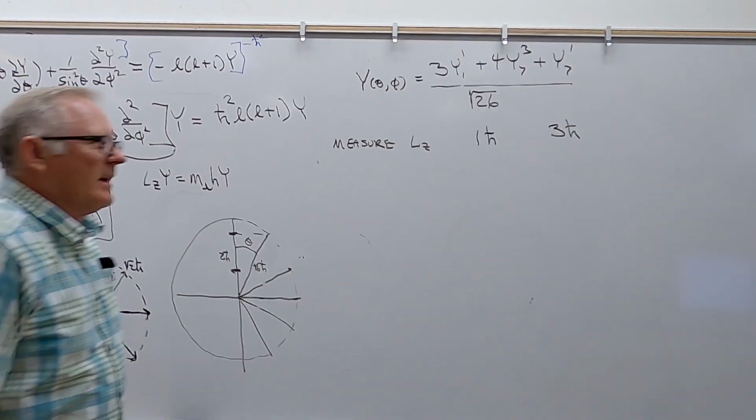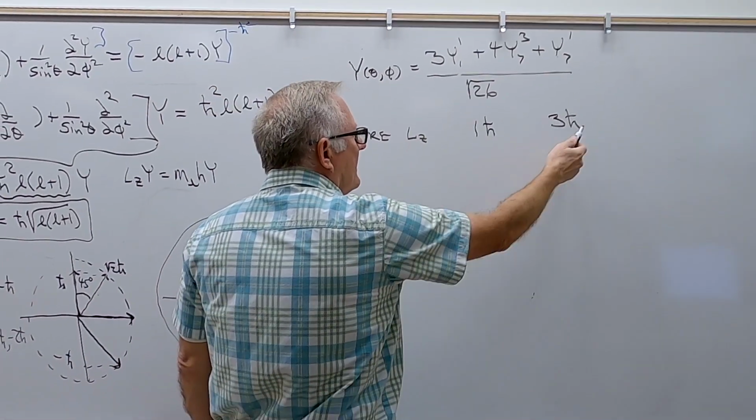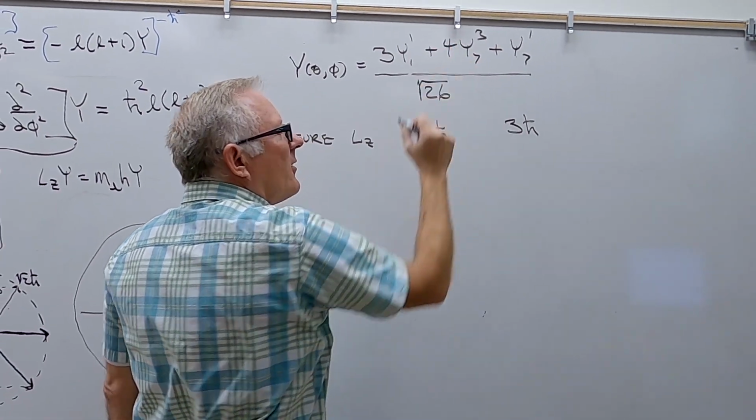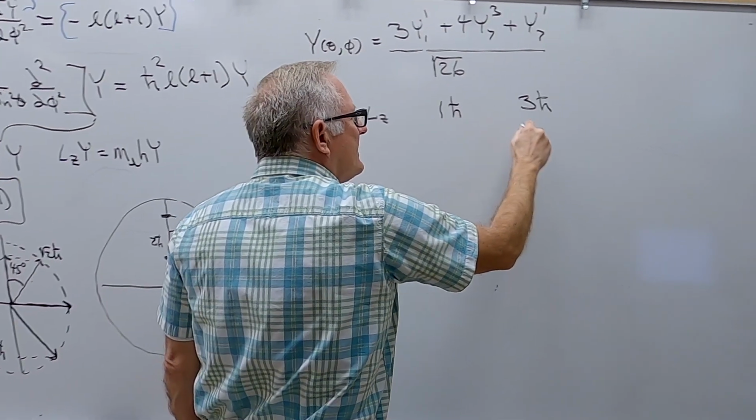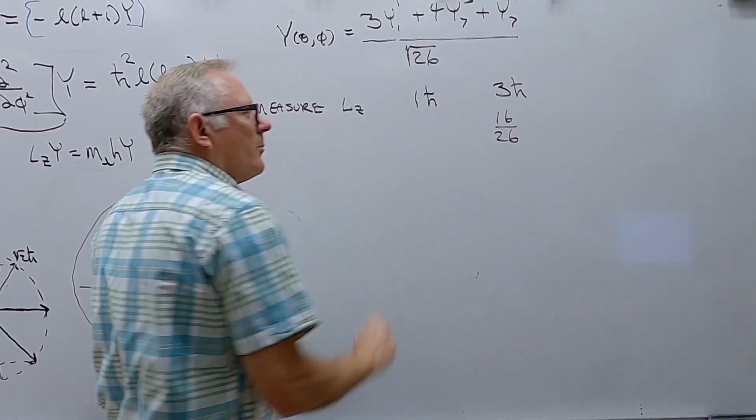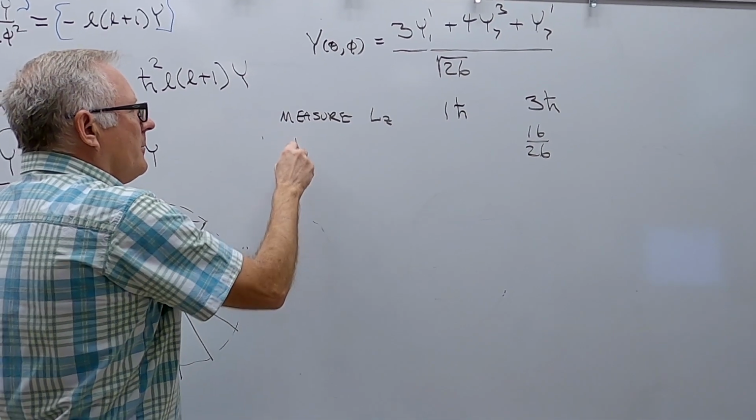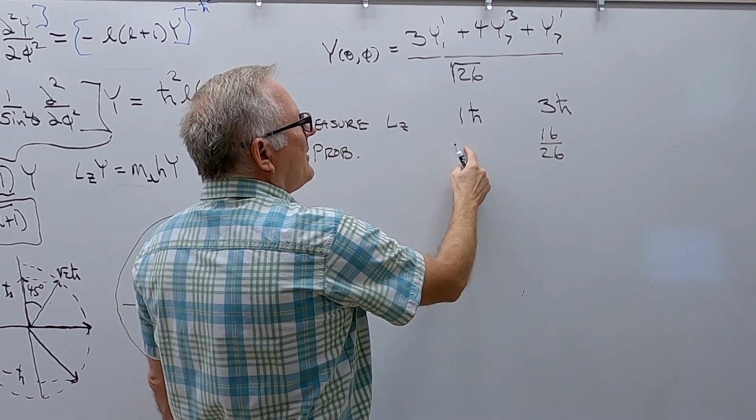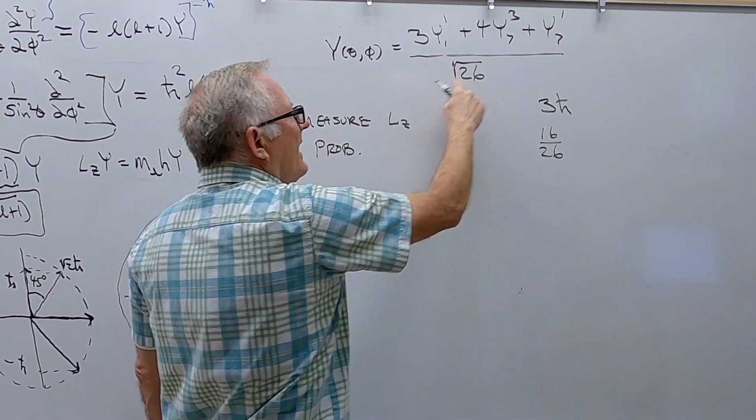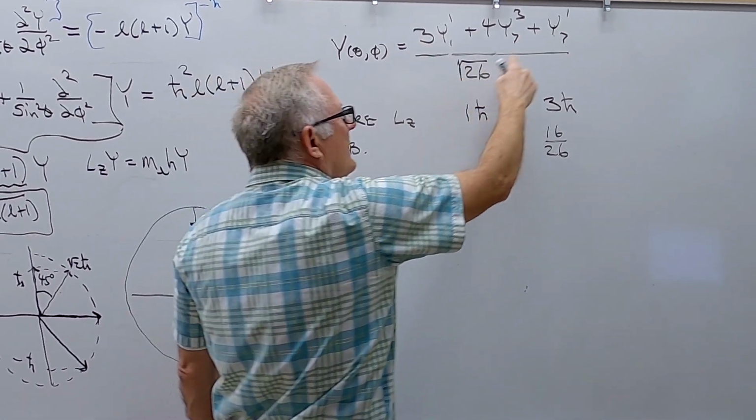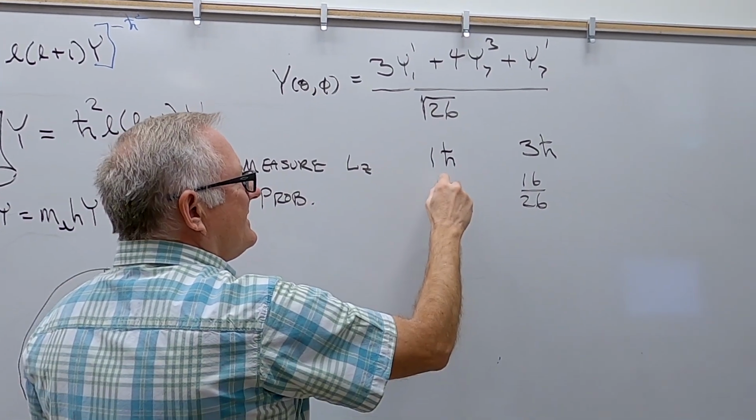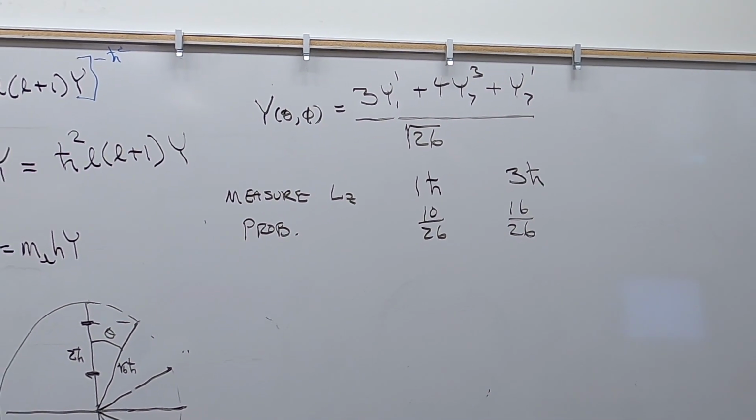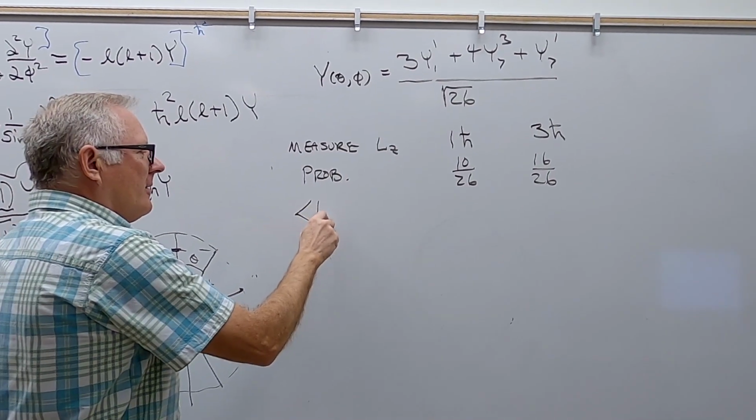Now, those are the possible values. What is the probability of each one of these? Well, the probability of this one is whatever is in front squared, so it'd be 16 over 26. That would be the probability. So let me put it underneath here, probabilities. And the probability of getting this should be the rest, 10 over 26. It'd be this guy and that guy, because they're both ones. 9/26 and 1/26, which is 10/26.